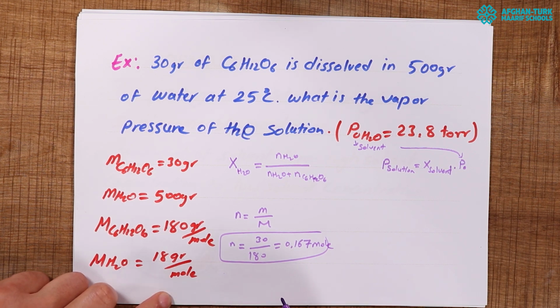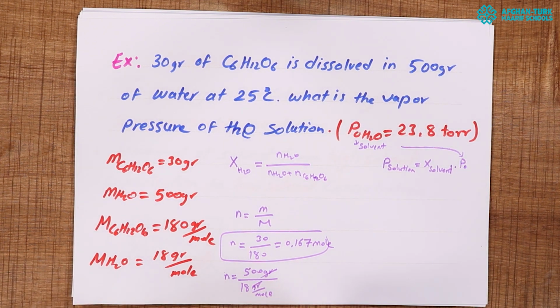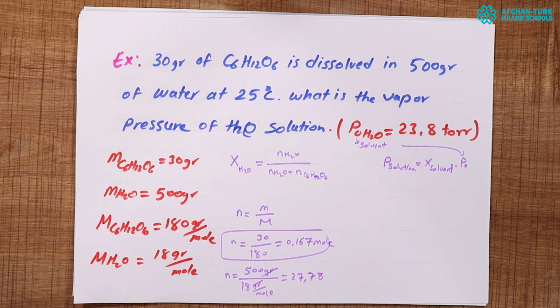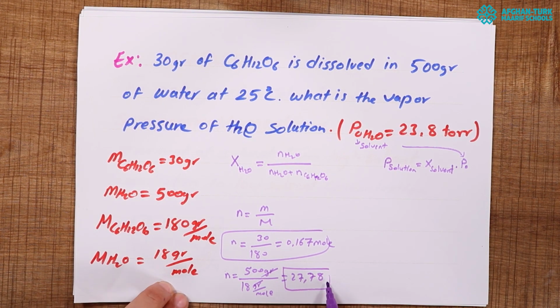Another one is we need the mole of water. n is equal to the mass of water, which is 500 gram, over the molar mass of water, 18 gram per mole. We can cancel gram to gram. 500 divided by 18 is equal to 27.78, sorry, 27.78. This is from the water, but 0.167 belongs to the glucose.